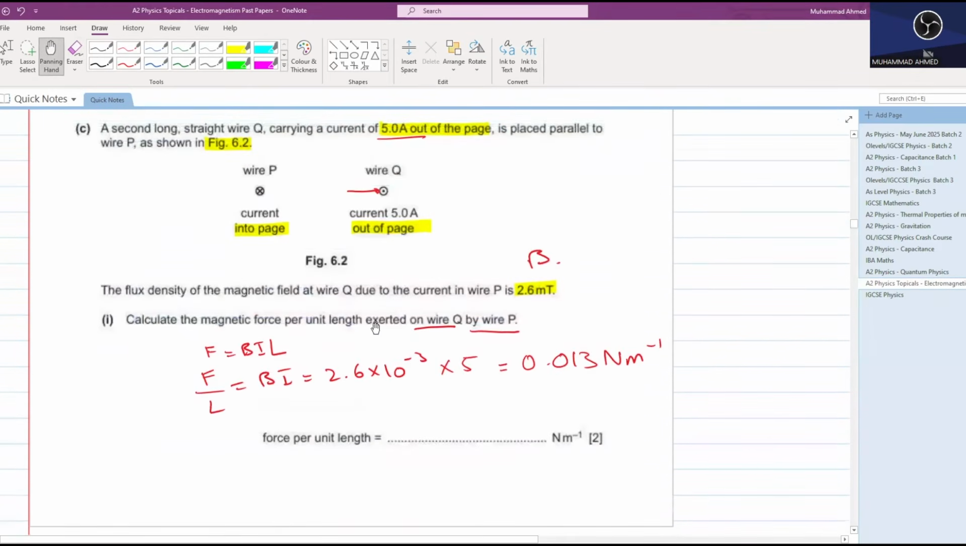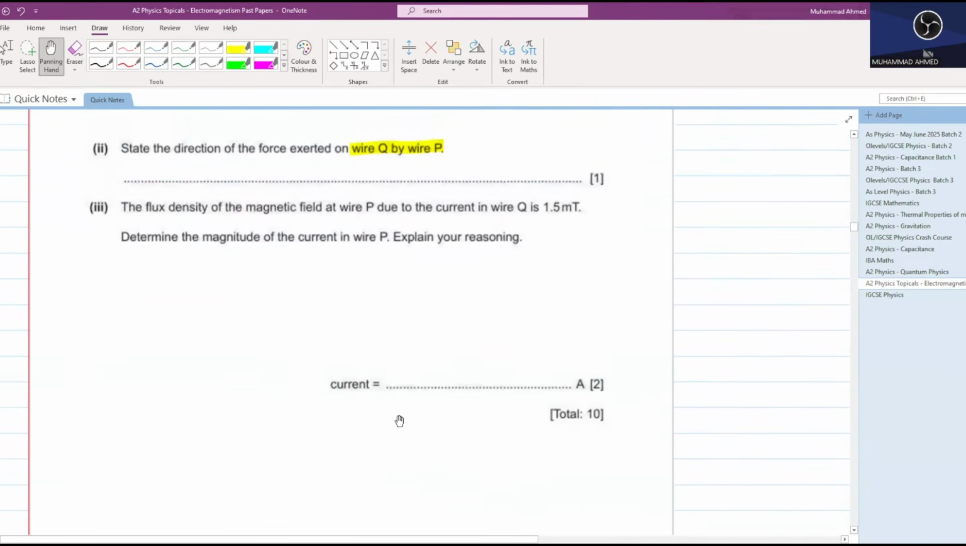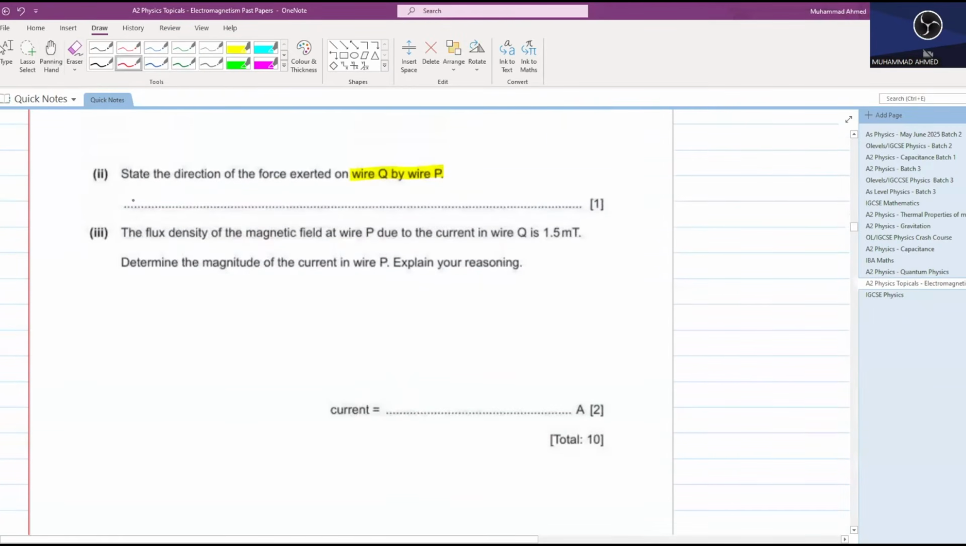Let's say the roles were reversed. Let's say we had to draw a force on wire P. Then this will be the force. Both of them will repel each other. You have to state the direction, so you will say towards the right. Let's move on to part 3.